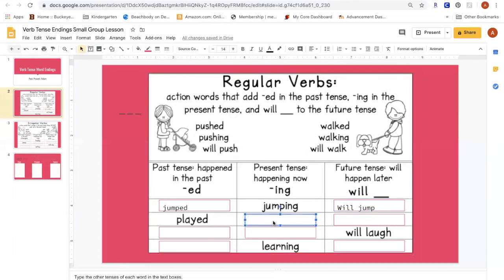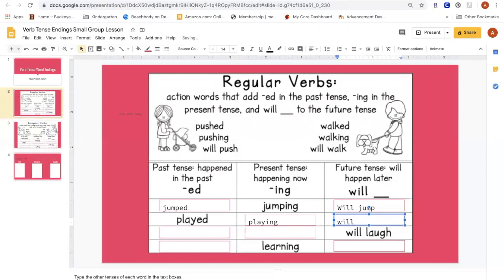All right, let's look at play. They already did the past tense one for me. Played. They added ed. What about if I'm doing it right now? I would say I am playing. You got it. So I'm adding ing. And then what if I'm going to do it tomorrow? I blank play tomorrow. I will play. You got it.